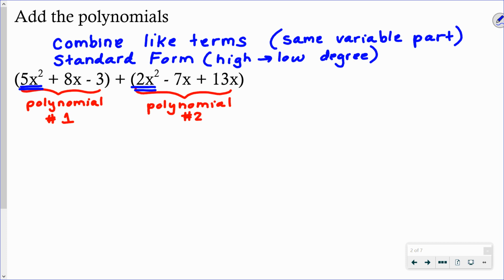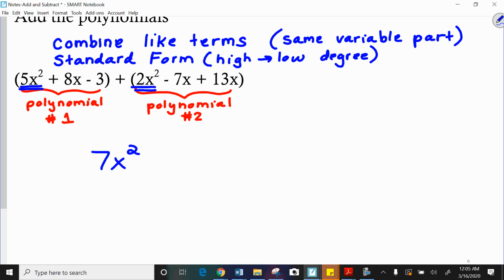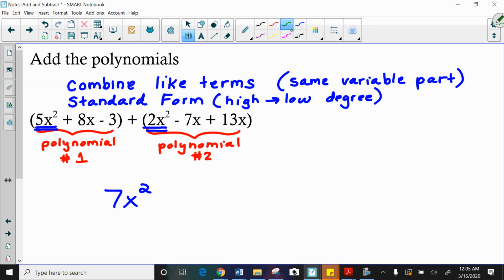So 5x squared plus 2x squared is 7x squared. Next, I'm going to look at the x to the first power. And so I notice that this is an x to the first, this is an x to the first, and so is this. So I'm going to combine all of those. So a positive 8x and a negative 7x is a 1x. And then when I add 13x, that would give us 14x.